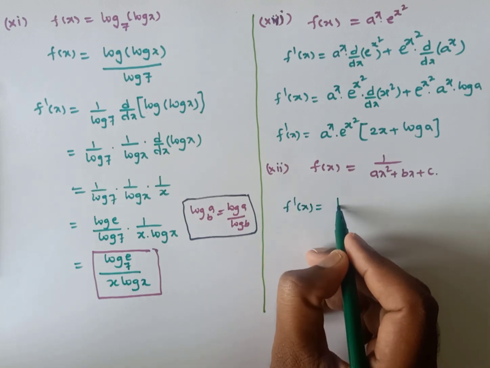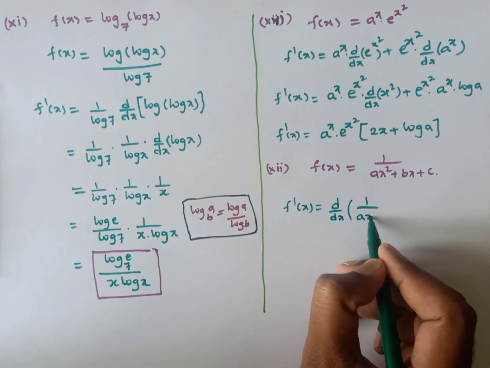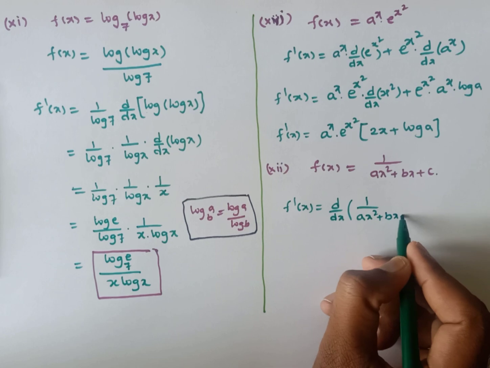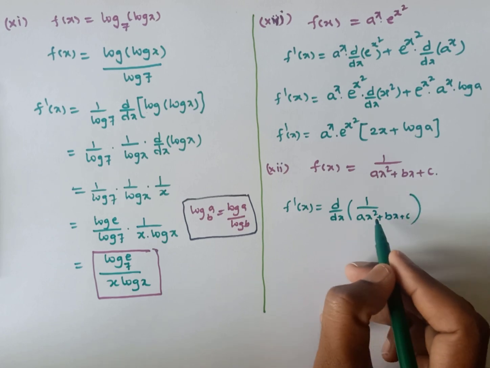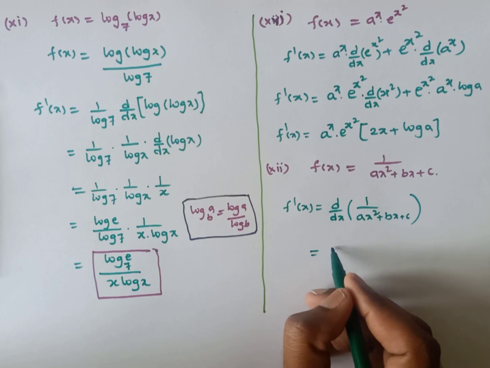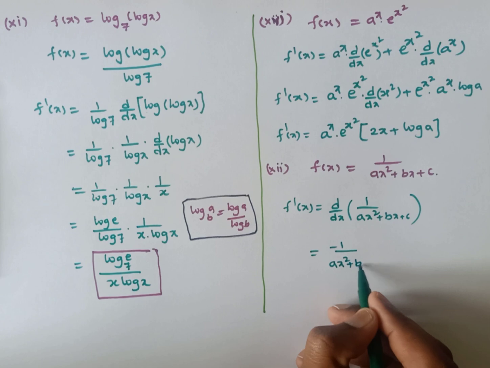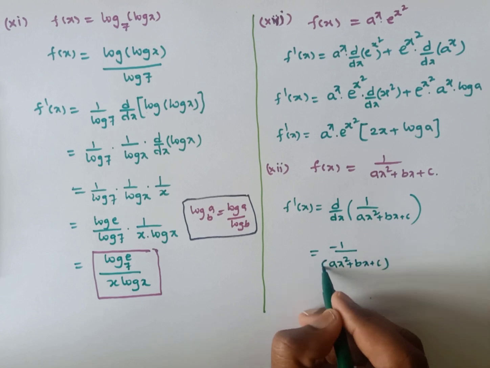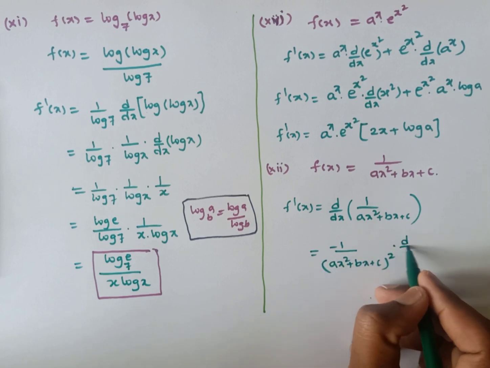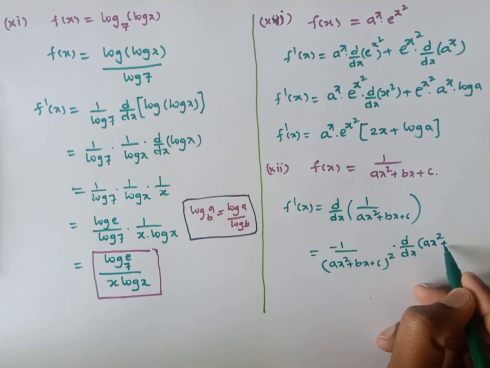f prime of x equals d by dx of, write it as it is, ax square plus bx plus c. So it is a quadratic expression, right? Whatever it may be, the model of 1 by u is minus 1 by u square. u square is as it is, ax square plus bx plus c, into the derivative of u, that is, ax square plus bx plus c.